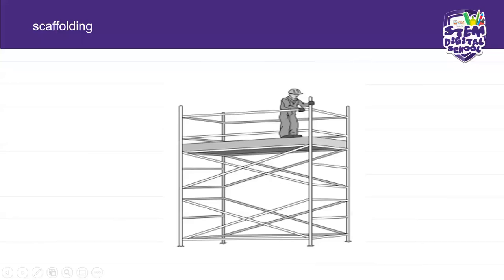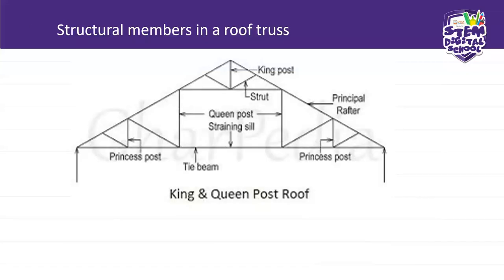Okay, it's another frame structure, the roof truss. Some of you cannot see the roof truss in your buildings because of the ceiling. I hope you can hear me. The roof truss is what is supporting the roof. Okay? The roof truss is what is supporting the roof. Can you all hear me?